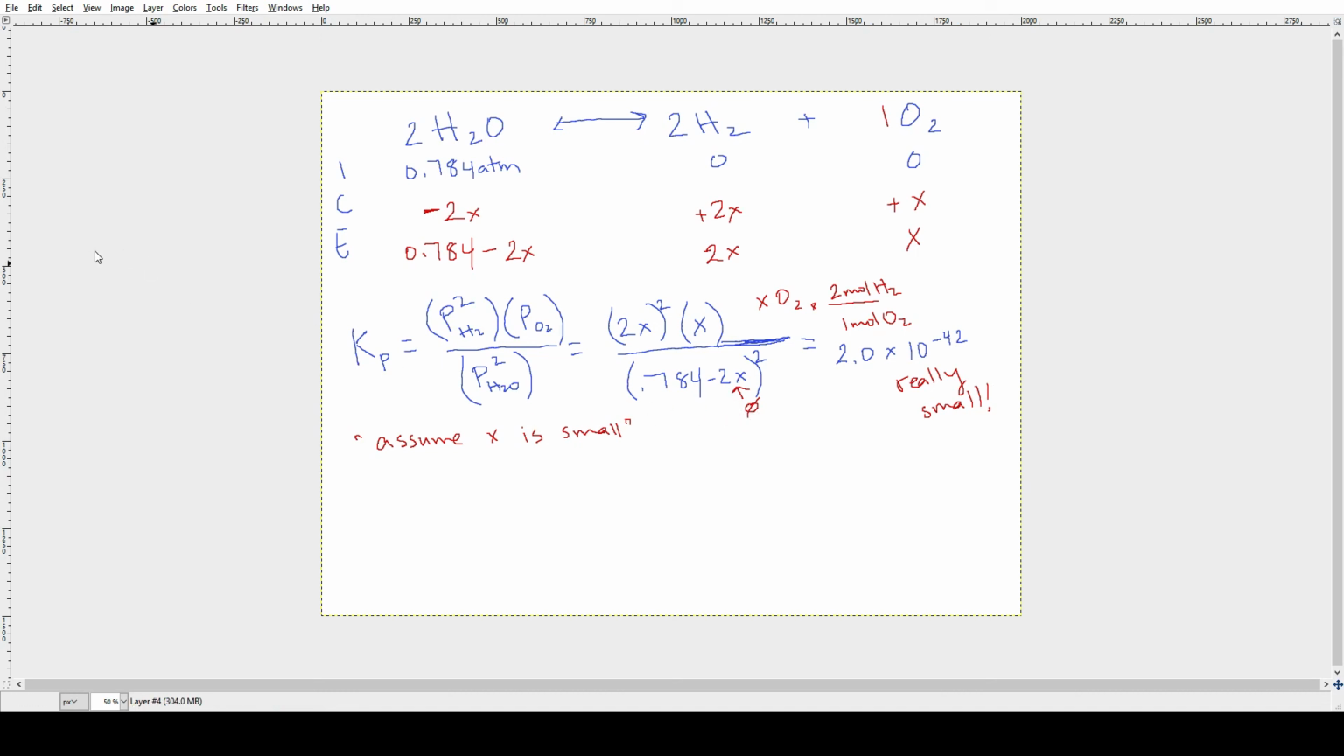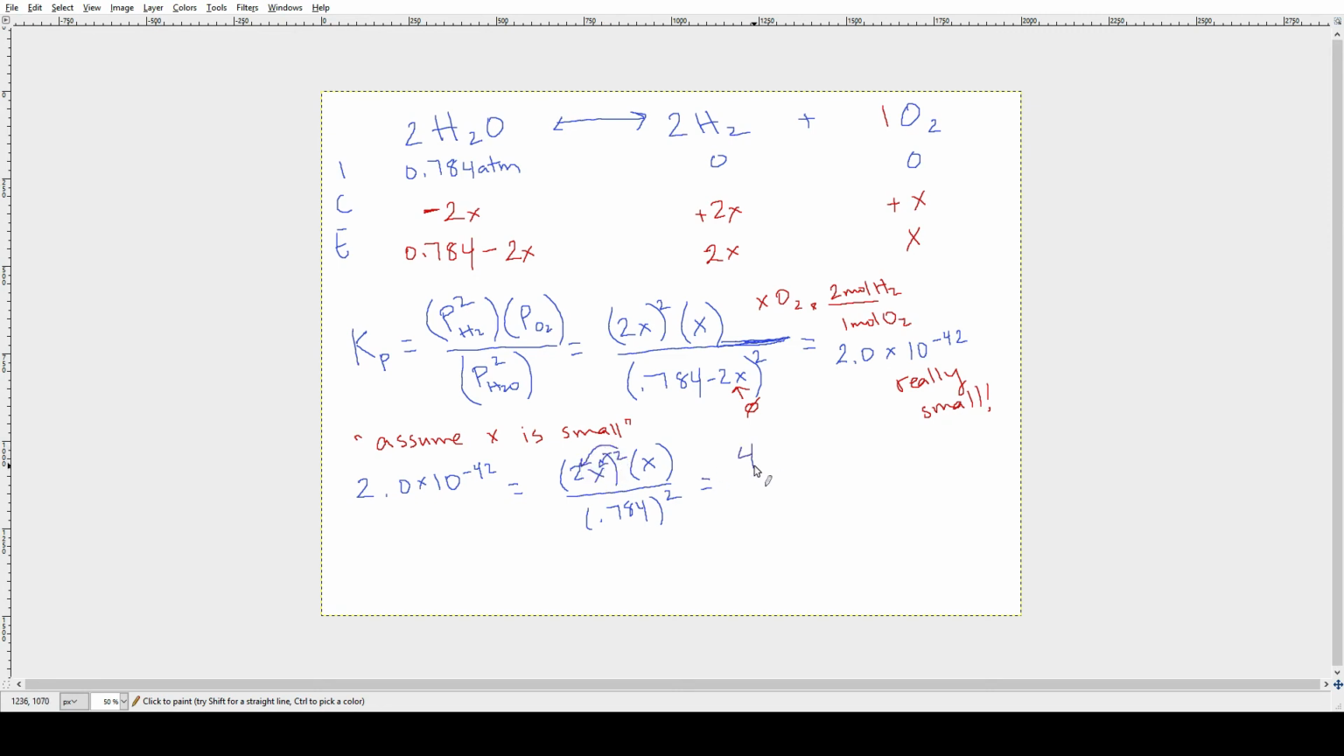So let's try it. Let's try rewriting this where we made that assumption. So 2.0 times 10 to the negative 42 is equal to, so you do not do this to the numerator, because if we put a 0 up there, then the problem's over, there's nothing. We only do this when we are comparing our x to a number it's being subtracted from or added to. So I got rid of it, it's gone, because I'm assuming it's so tiny compared to that 0.784 that it is insignificant.